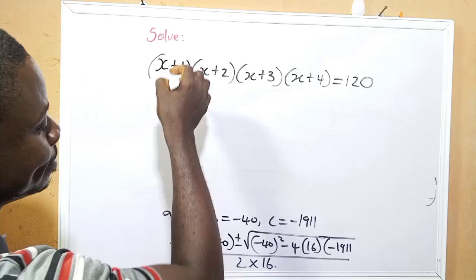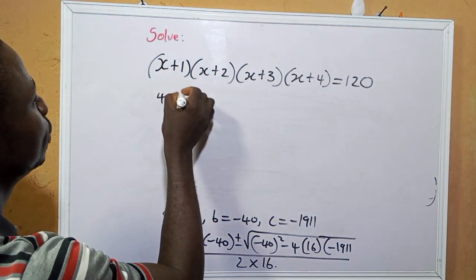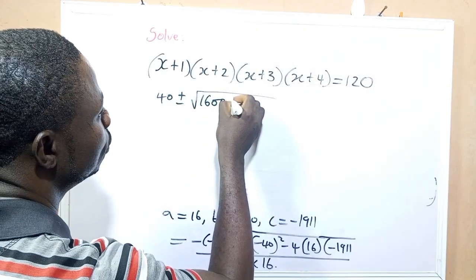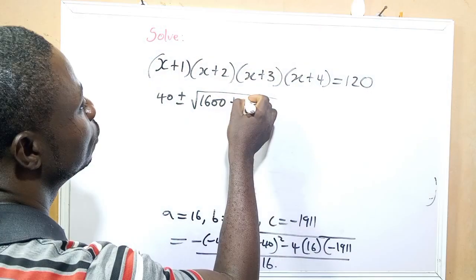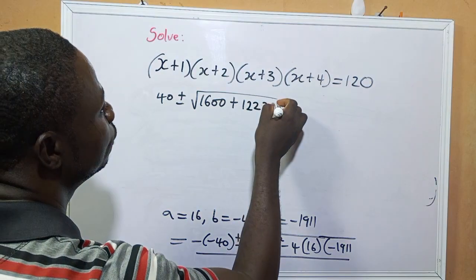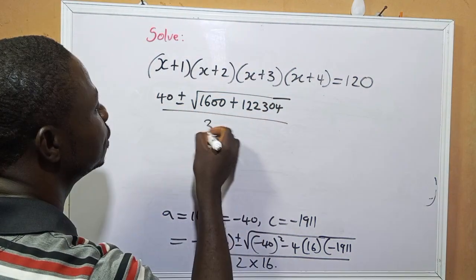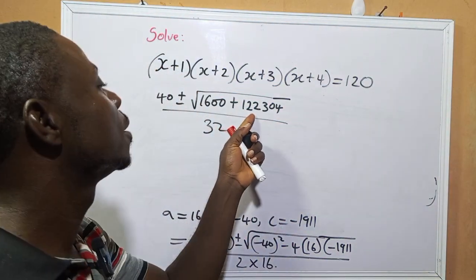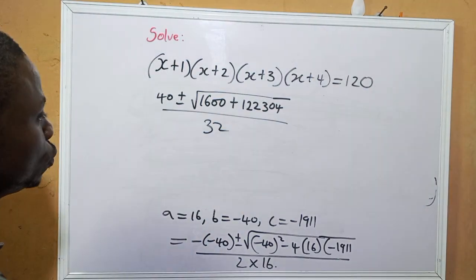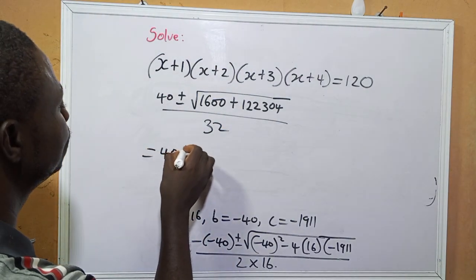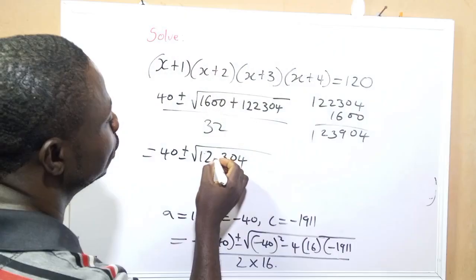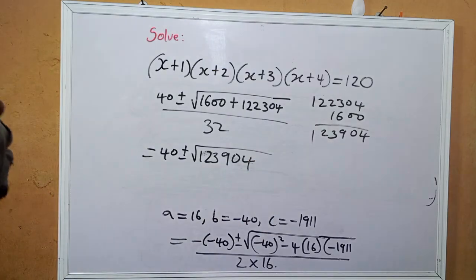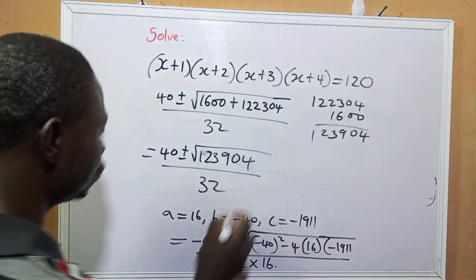So we now have 40 plus or minus square root of 1600, plus, because minus times minus will give you plus. When you multiply 4 times 16 times 1911, you have 122,304, all over 32. Then move on. So now our 40 plus or minus square root of 123,904, all over 32.